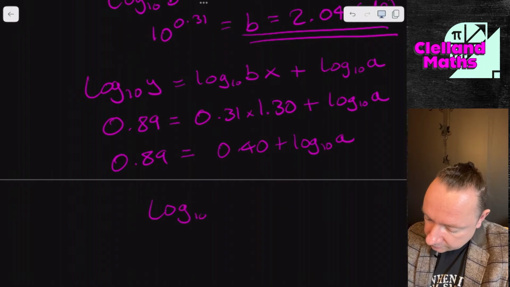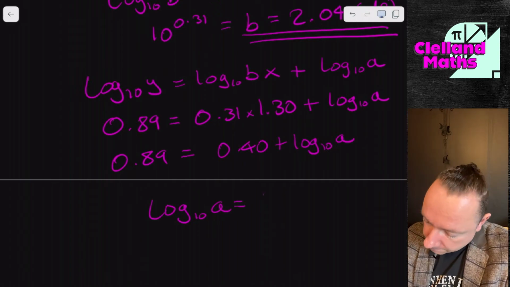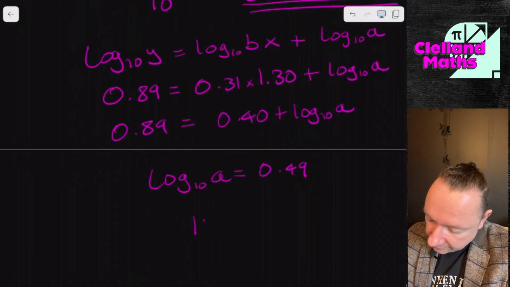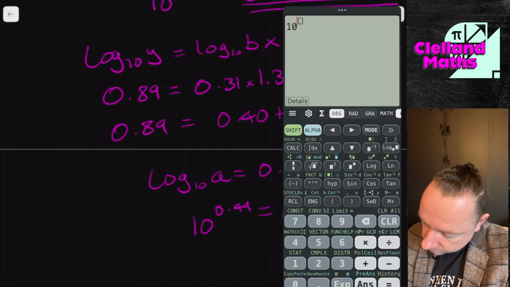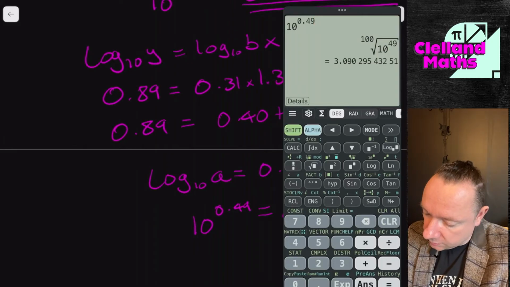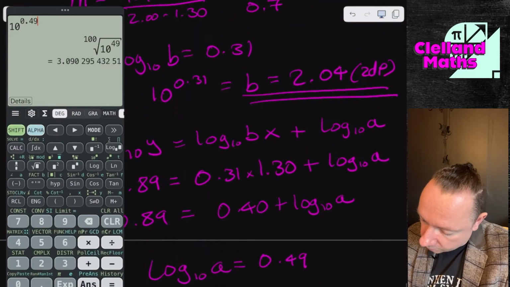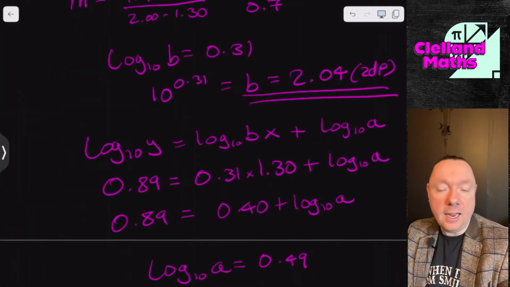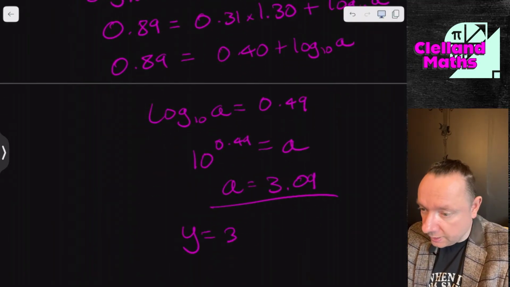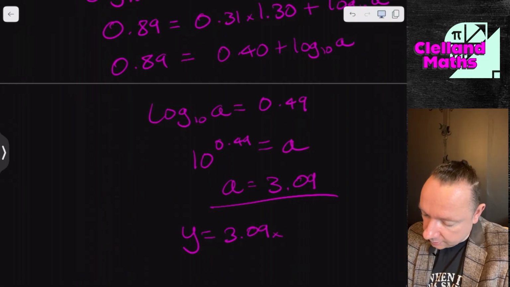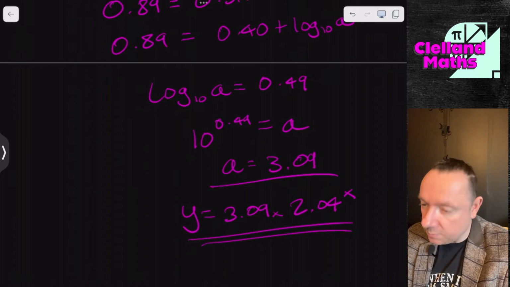So log 10 a equals 0.49. So that means that 10 to the power of 0.49 equals a, which is 3.09. We've got our a, we've got our b. Remember, y equals ab to the power of x. So y equals 3.09 times 2.04 to the power of x is our relationship, and we're done there.